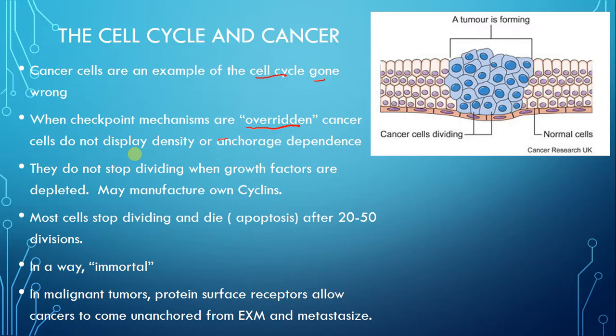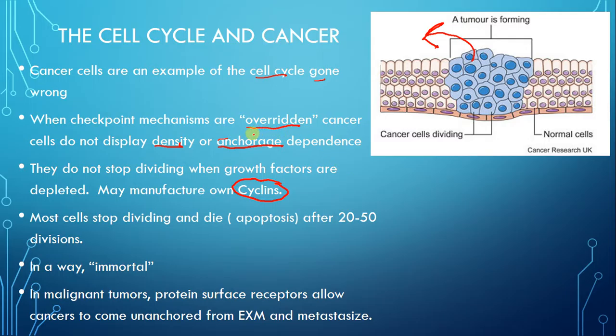So cancer cells aren't density dependent. Even if there's cells close to it, they'll keep dividing and create this huge mass, this tumor. And in malignant tumors, they're not anchorage dependent either. They can break off into the bloodstream, the lymphatic system, and keep dividing and grow and metastasize. So cancers do not stop dividing when growth factors are depleted. Many, in fact, manufacture their own cyclins independent all the time. Doesn't matter what stage of the cell cycle it is, so the cell cycles keep going and going.